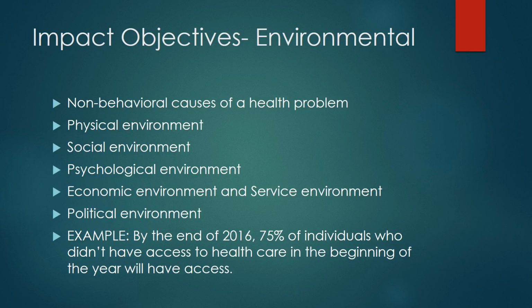The last of the 3 impact objectives is the environmental objectives, which explains causes of health problems outside of individuals' personal behaviors. For example, health problems can be caused by the environment and not personal behavior or lifestyle choices. Some of these health problems are caused by physical, social, psychological, economic, service, or political environmental effects.